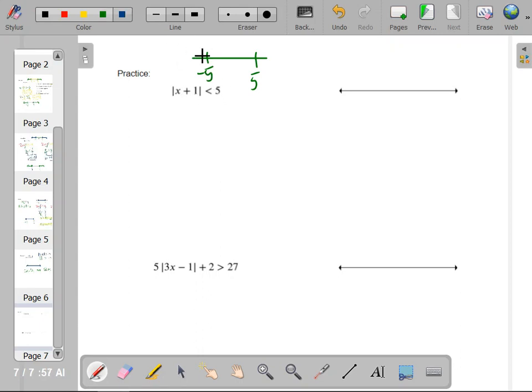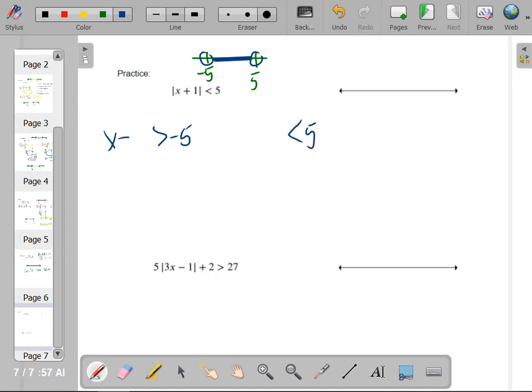It's a less than, so these are open circles. When it's a less than, that's an and inequality, so I'm going to shade towards each other. And then the way I describe that is, to the right of negative 5 would be greater than negative 5, and to the left of positive 5 would be less than 5.